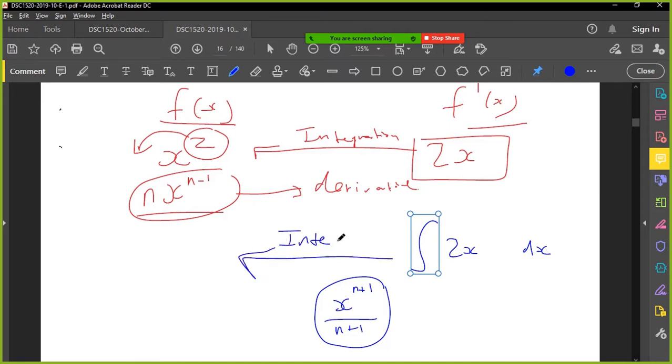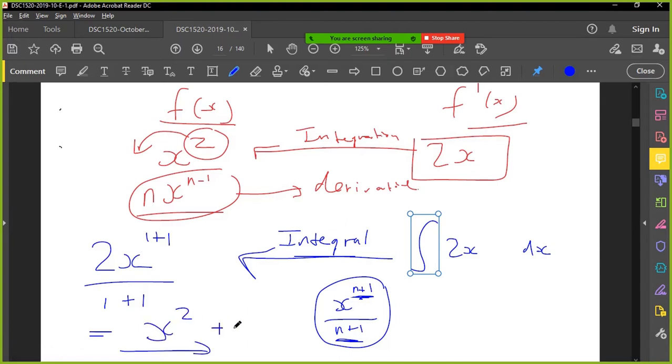Are you following? Yes. So when you're looking at the integral, to get from derivative to function, I'm going to write down 2x. Then what am I going to do? Add 1. Then what am I going to do? Divide by 1 plus 1. So what is 2 over 2? 1. X to the 2, there it is. And obviously plus c.